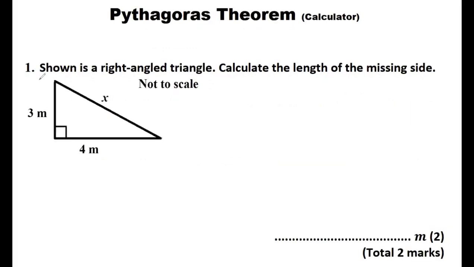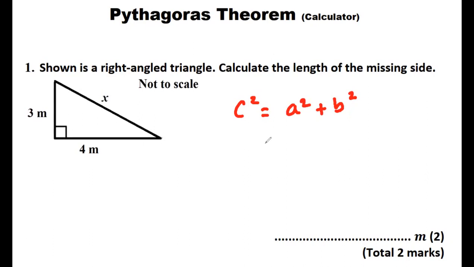Let's start from question number 1. It says, shown is a right-angled triangle. Calculate the length of the missing side. Right, as we can see that hypotenuse is missing, so we'll be just using the formula c squared is equal to a squared plus b squared. As we can see that we need bigger answer than both 3 and 4 because we're going to work out the longest side of the triangle.